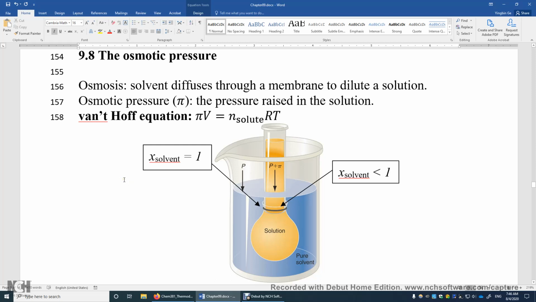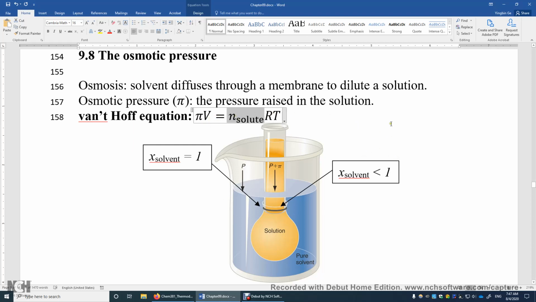And then there's a simple equation to compute this, the van 't Hoff equation, just pi V equals nRT. It's similar to PV equals nRT, but over here we're talking about the solution. This pi is the osmotic pressure, and this n is the solute amount, the number of moles of the solute in the solution. So really it's actually pi equals cRT. c is n of the solute over V.